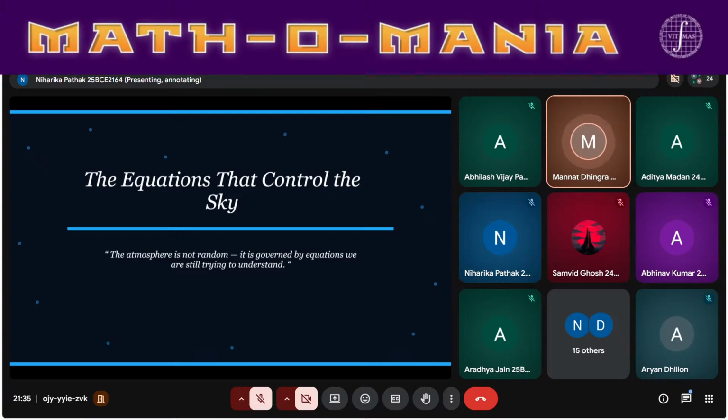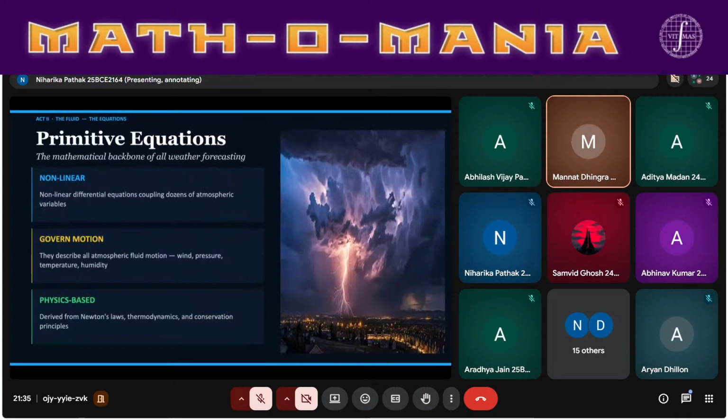The atmosphere is governed by equations which we are still trying to understand. Now let's jump into the equations that I'll be talking about. The first subheading is primitive equations. The primitive equations are basically the mathematical backbone of all weather forecasting.